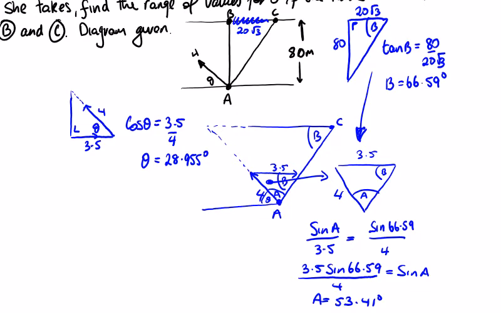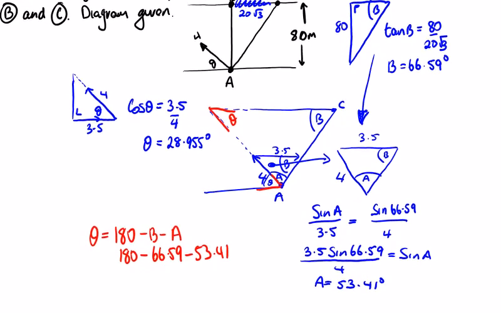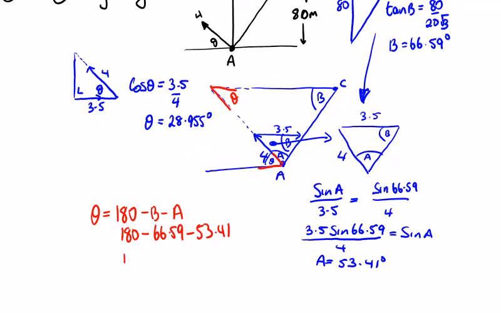So now that will help me find the second value for theta, because if we look up here, these are alternate angles. So I can put theta inside there, and we can now just say that theta is going to be equal to 180, the 3 angles in the triangle, minus B minus A. So 180 minus 66.59 minus 53.41. That looks like it works out evenly. 41 and 59 is 1, and 119, so that's 120. So theta will be equal to 60 degrees.